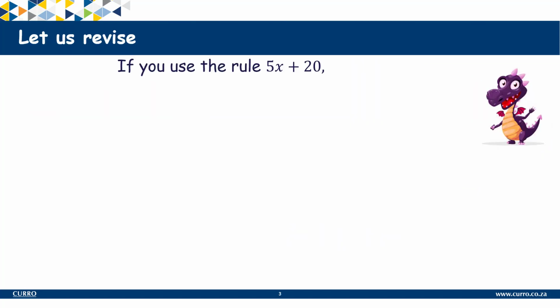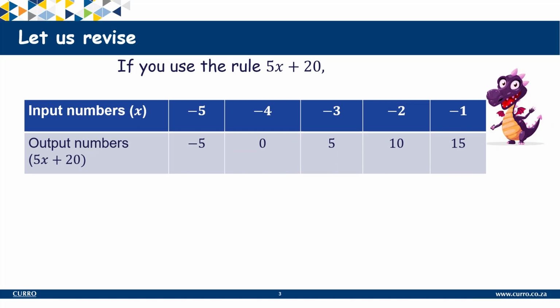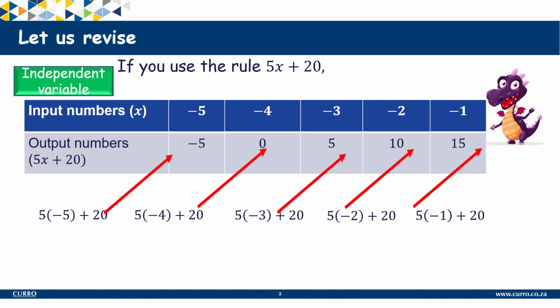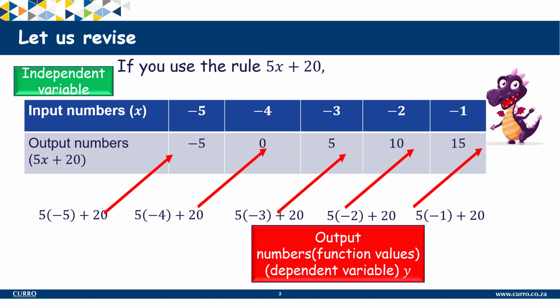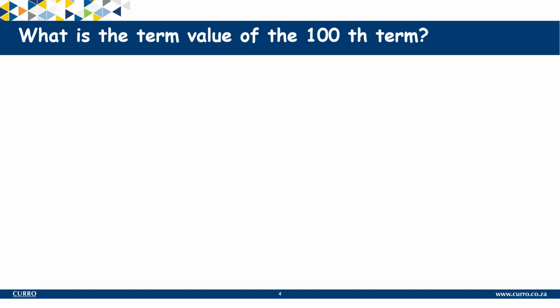Let's first revise. Do you remember when we did functions? We used a rule such as 5x plus 20. Then we had a table with the input numbers and output numbers. The input numbers were represented by x, and x would then be the independent variable. Then to get the output numbers, we used the rule and we used substitution. The output numbers were also called the function values and are represented by y. The output numbers will be the dependent variable. So what is the term value of the 100th term?